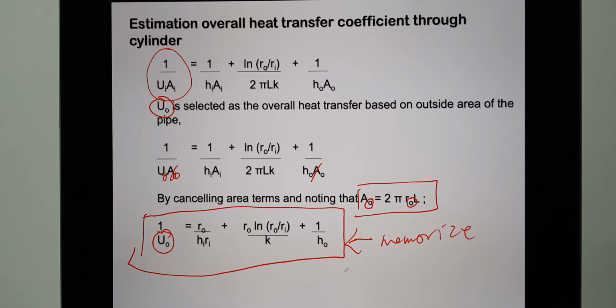You need to practice. Try to write the equation. 1/U equals the same thing, whether you put it at the front or at the back: 1/U = 1/h_0 + R_0 ln(R_0/R_i)/k + R_0/(R_i h_i).